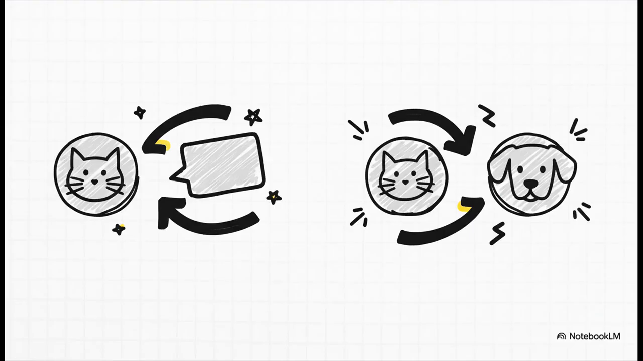So the whole training is just this constant game of push and pull. For every correct, positive pair, it adjusts itself to pull their vectors closer together on that big map. For every incorrect, negative pair, it pushes their vectors further apart. And you do this millions and millions, even billions of times. And eventually, it builds this incredibly rich, nuanced understanding of the visual world and how we describe it.